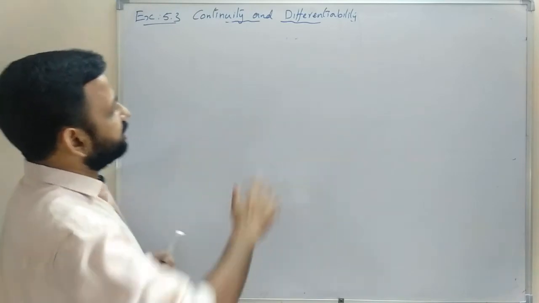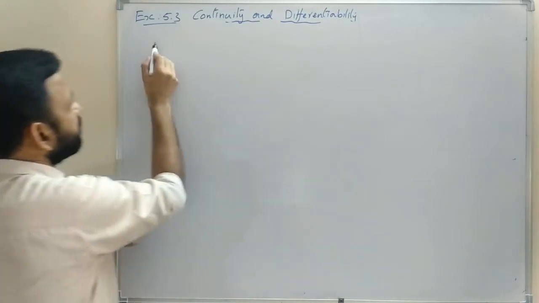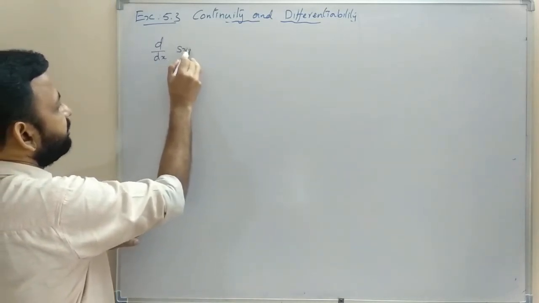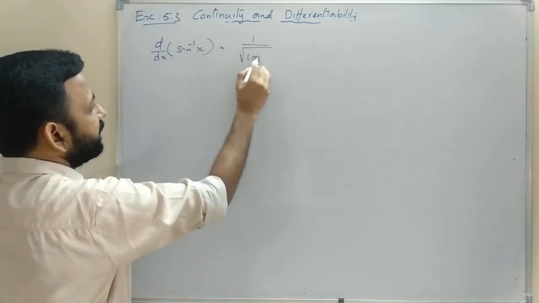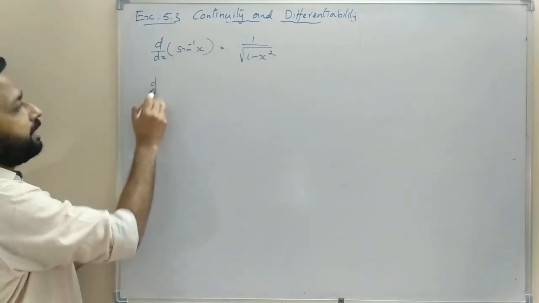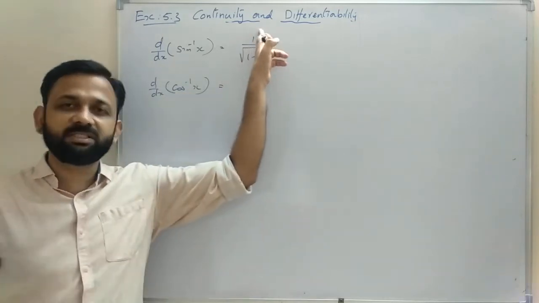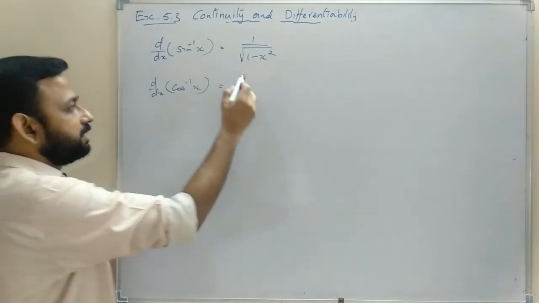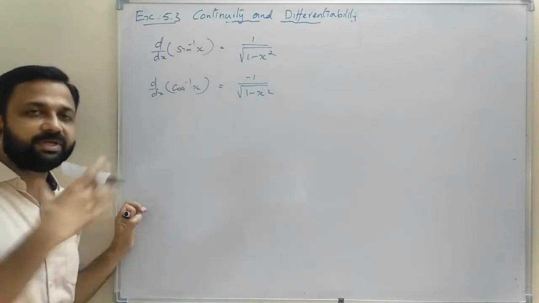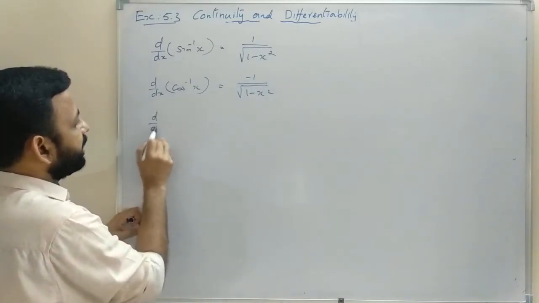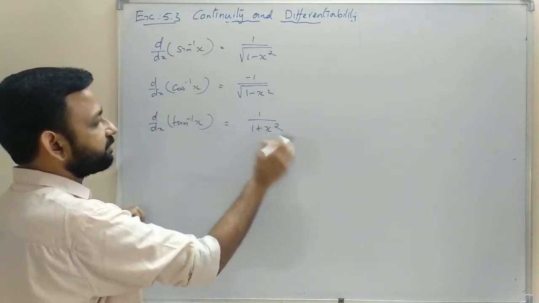So we can learn the formula. Derivatives of inverse trigonometry functions. d by dx of sin inverse x is equal to 1 upon under root 1 minus x square. Then d by dx of cos inverse x is minus 1 upon under root 1 minus x square, negative of derivative of sin inverse x. Then d by dx of tan inverse x is equal to 1 upon 1 plus x square.